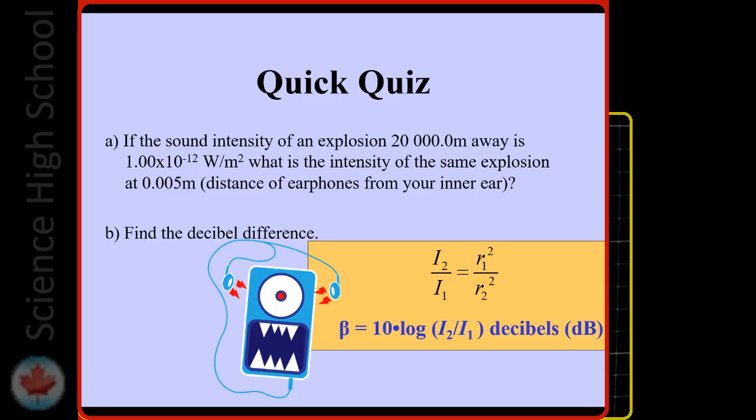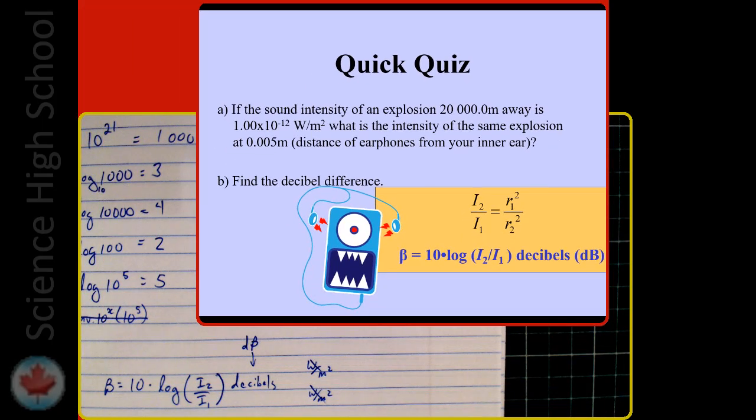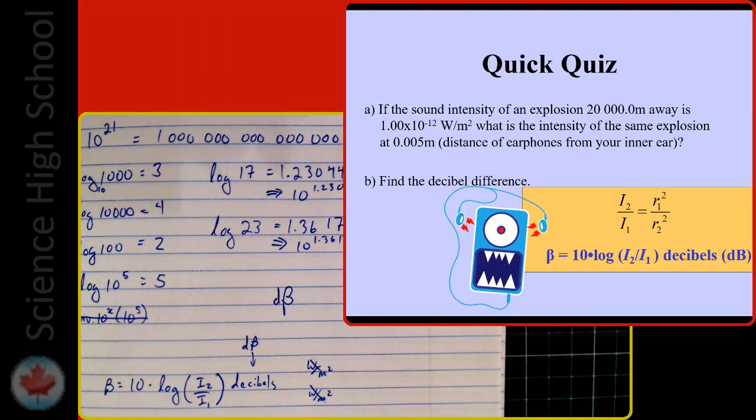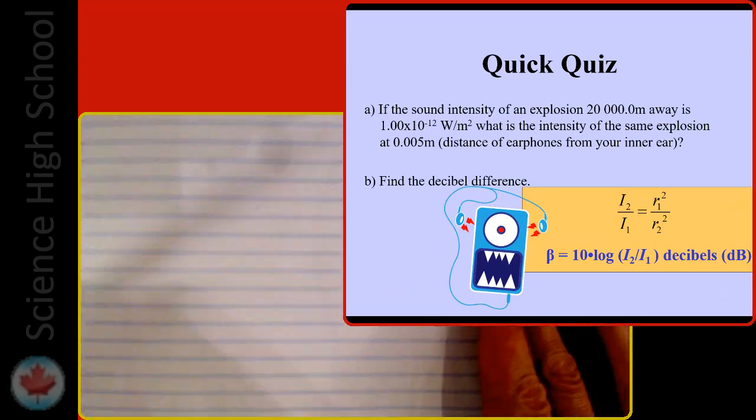All right, so we're going to compare the intensities between these two sounds. And here I want to give myself a writing surface. So I'm going to pull this up into the corner, give myself a fresh page.